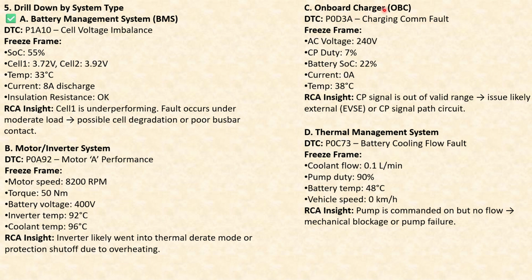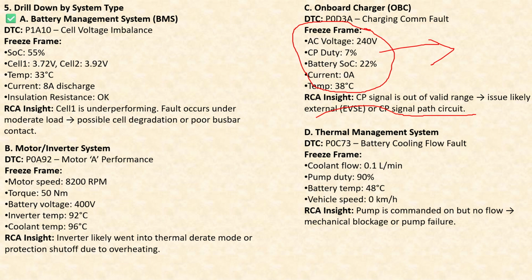Now talking about the onboard charger. When it comes to onboard charger, well, this is the DTC P0D3A charging communication fault. This is the freeze frame. When it comes to freeze frame, these are all the parameters that have to be noted. Now, after seeing these parameters, what is the RCA insight? CP signal is out of valid range. Issue likely external EVSE or CP signal path circuit. Okay, so this is the CP signal path circuit on the onboard charger.